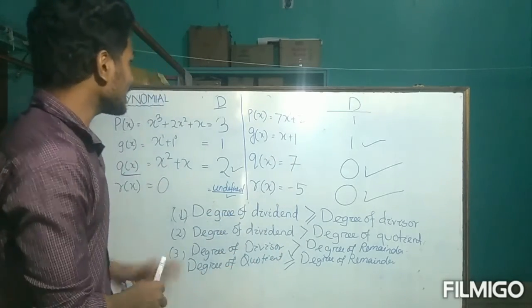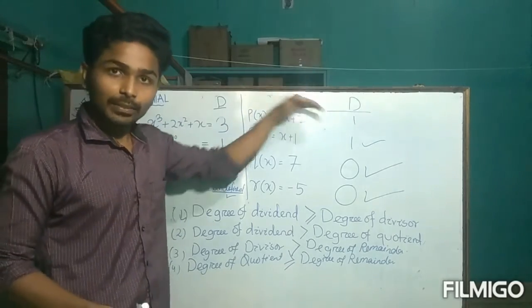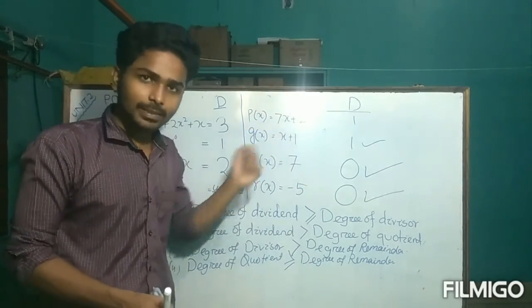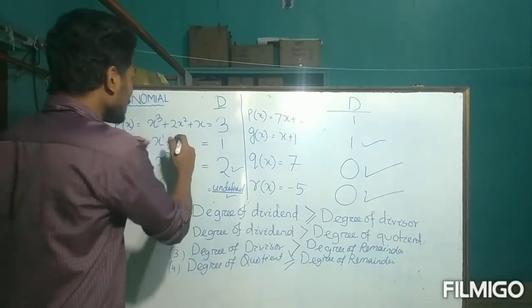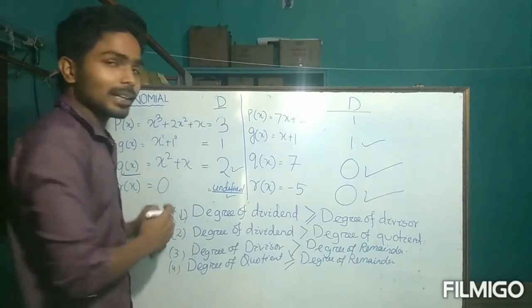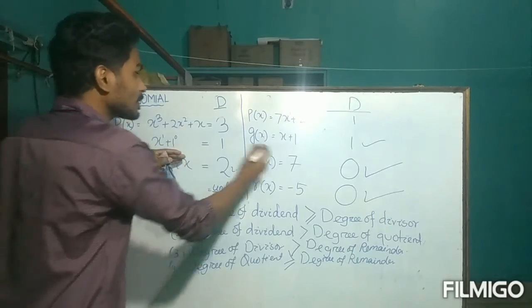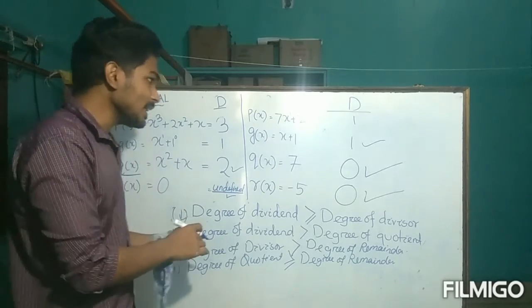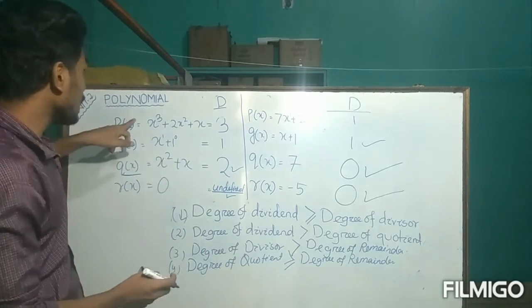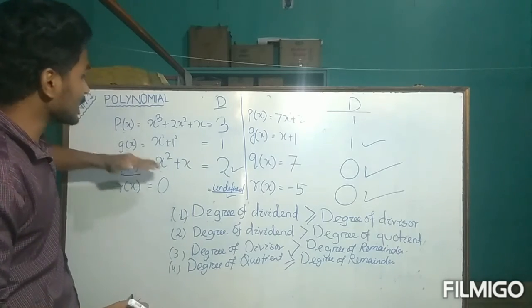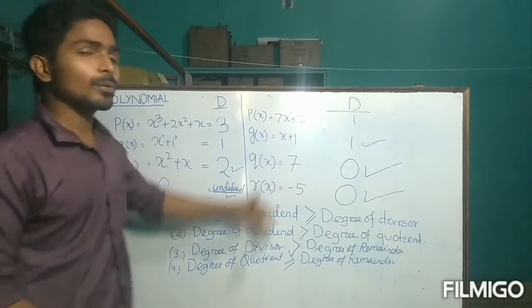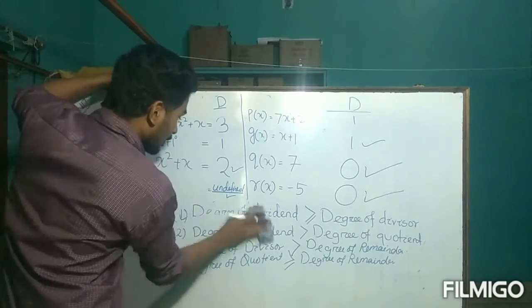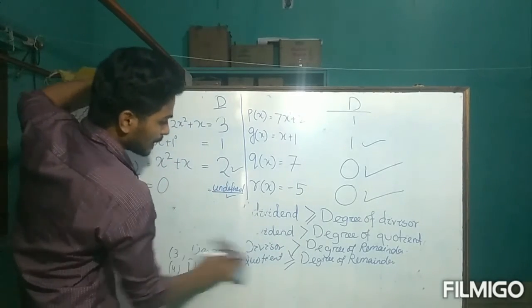Okay. So finally, you get that the degree of the dividend is always greater than or equal to the degree of the divisor. Okay. And the degree of divisor is always greater than degree of remainder. The degree of the quotient is greater than or equal to degree of the remainder, and finally the degree of the dividend is always greater than or equal to the degree of quotient. These are the 4 basic notes or basic fundamental conditions for a long division method.